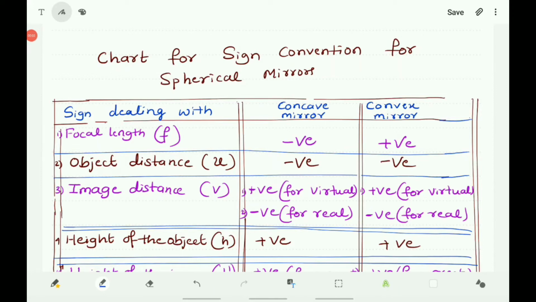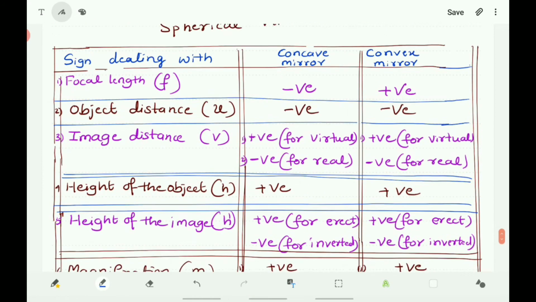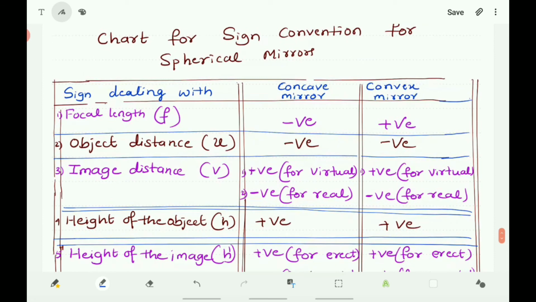Before solving numerical problems using the mirror formula and magnification formula for spherical mirrors, you must know the sign convention for spherical mirrors. Here there is a chart for the sign convention. Let us see the sign for focal length, object distance, image distance, height of the object, height of the image, and magnification for concave mirror and convex mirror. First, the sign for focal length. Focal length f is negative for concave mirror and positive for convex mirror.